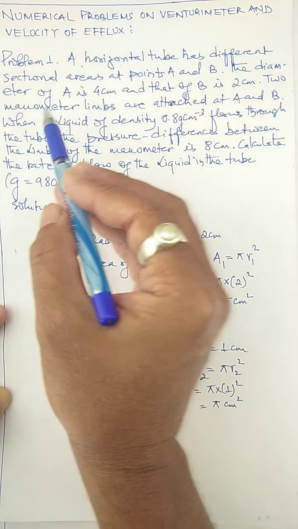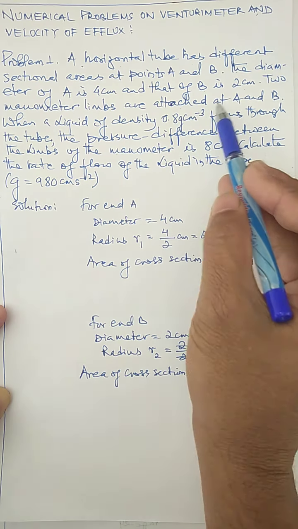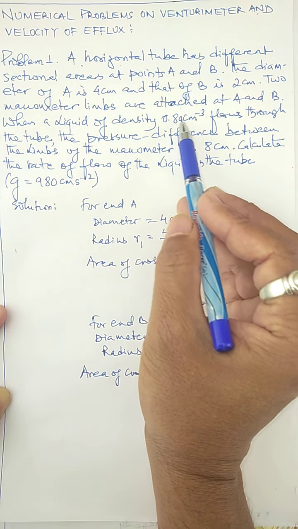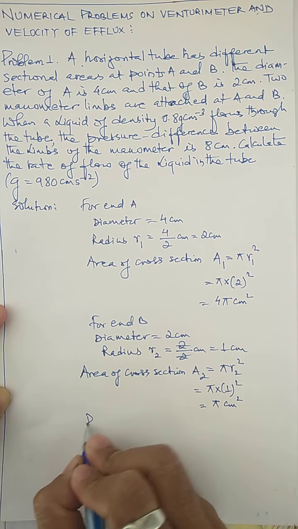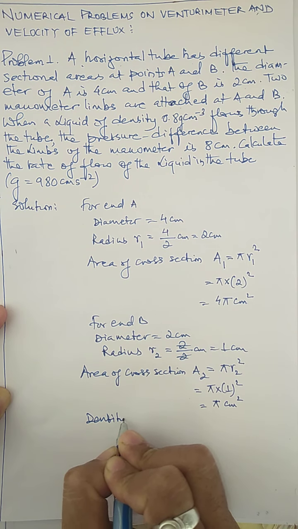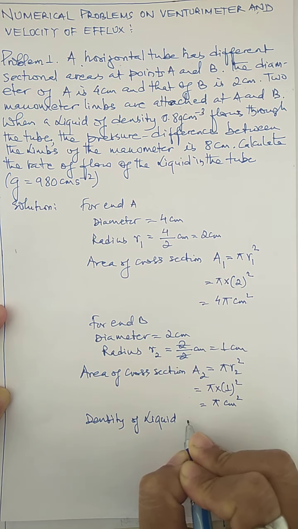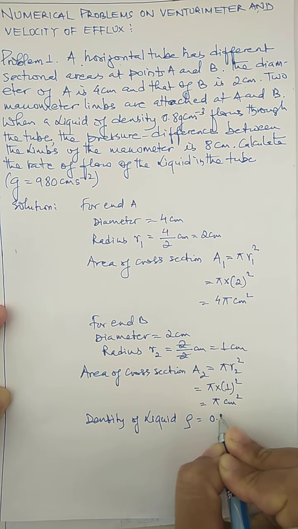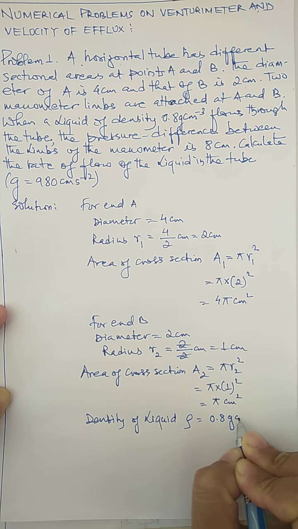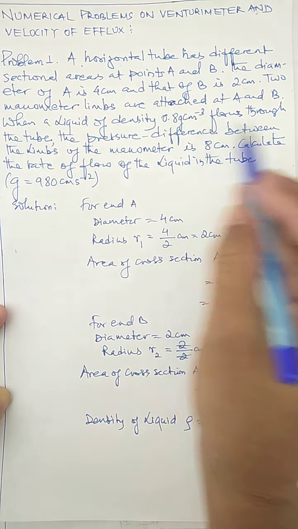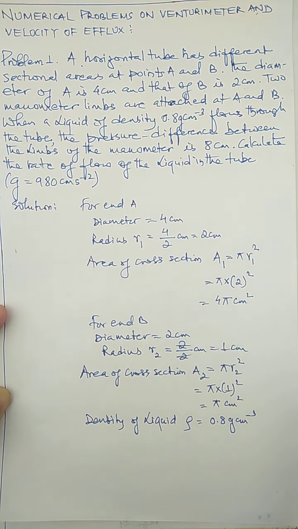So the 2 manometer limbs are attached at A and B. When a liquid of density 0.8 gram per centimeter cube flows through the tube, the density of liquid is also given, that is rho equals 0.8 gram per centimeter cube. The pressure difference between the limbs of the manometer is 8 centimeter.